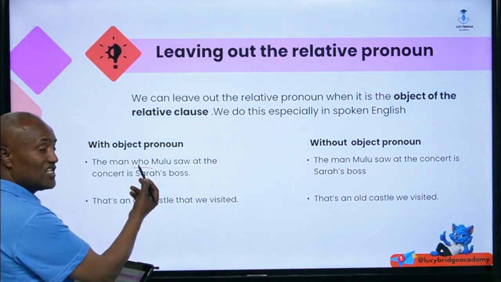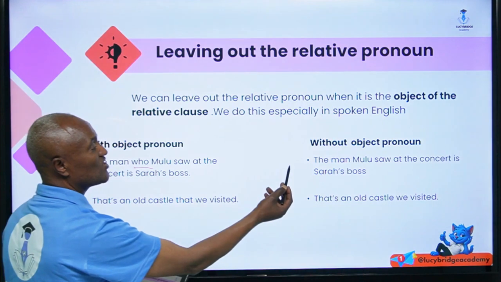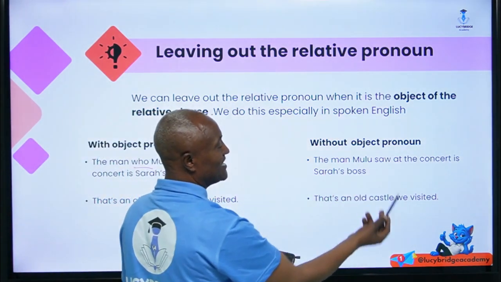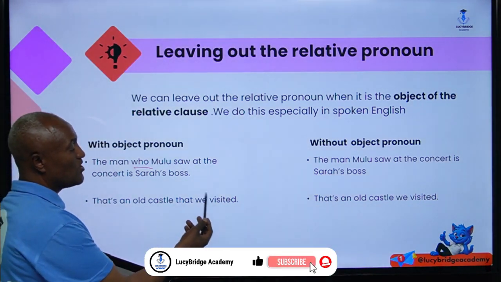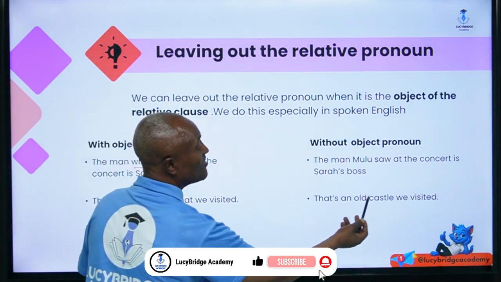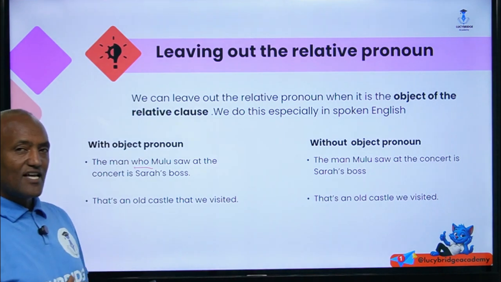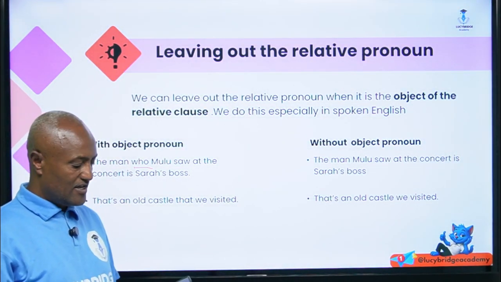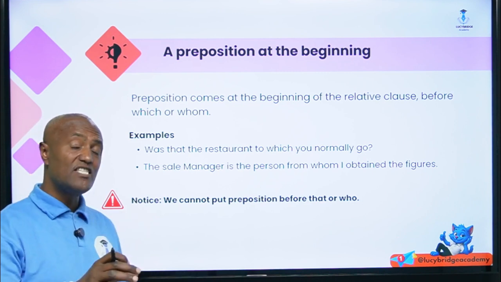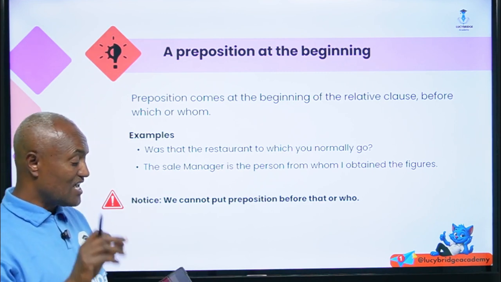So when this is used as an object, we can omit it and say, the man Mulu saw at the concert is Sarah's boss. It's the same thing here. That is an old castle that we visited. So, that is an old castle we visited. And then that is why we are interested to identify. Yes? So it is possible to omit when the relative pronoun serves as an object.